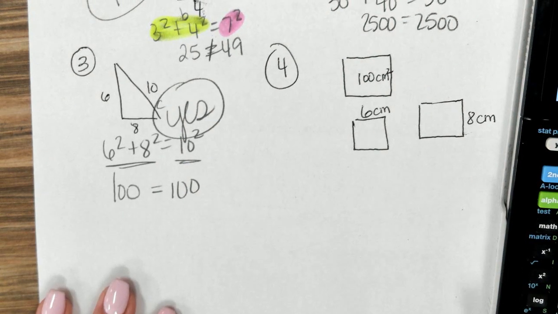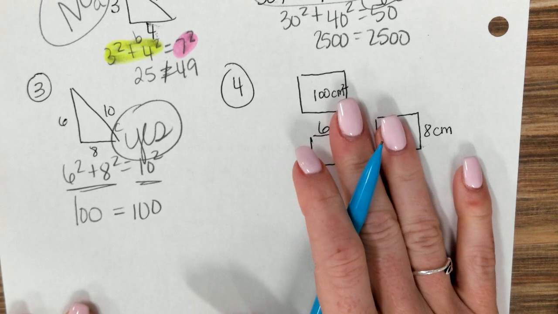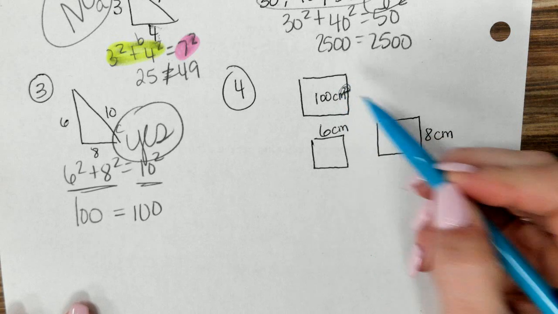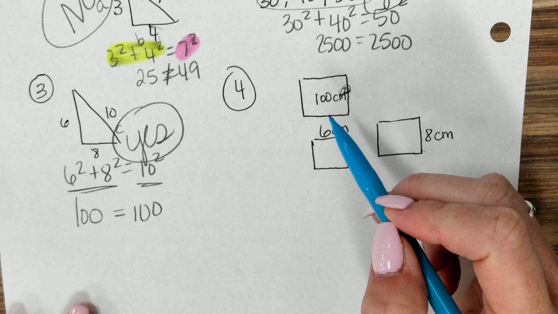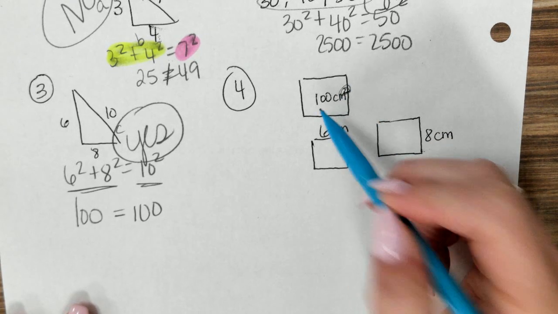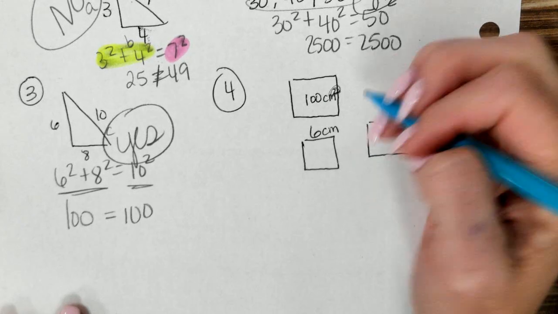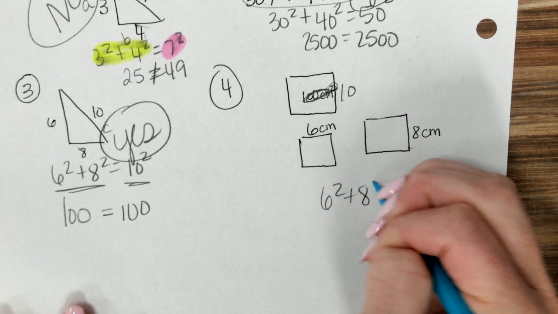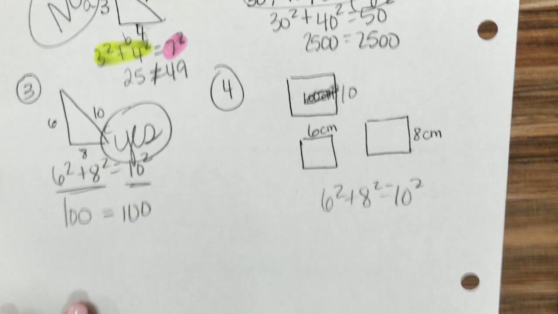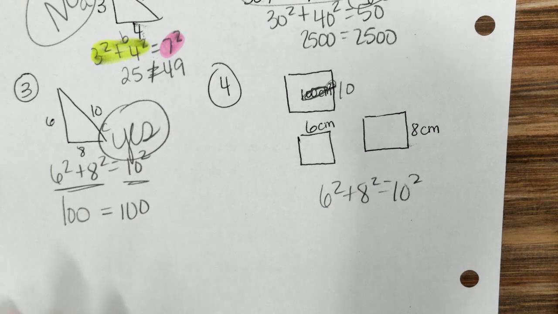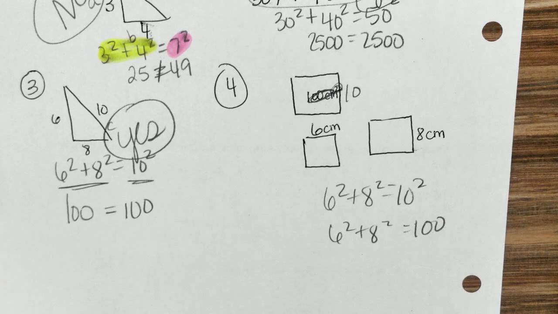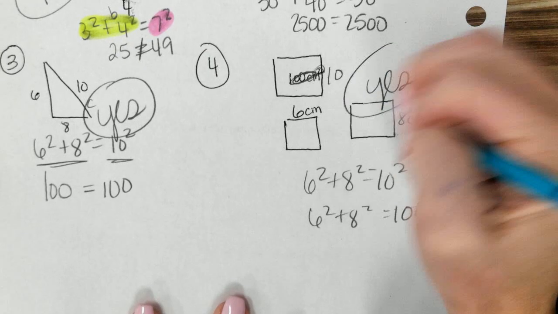Now, who remembers the trick about this one? This one has this on it. It's already squared. So I could undo it and say, well, the square root of 100 is 10, and then I could use it from there and say, is 6 squared plus 8 squared equal to 10 squared? Well, didn't we just do that? And the answer was yes. Or I could have just said, is 6 squared plus 8 squared equal to 100, because it was already squared. Whichever way you want to do it, and the answer is yes.